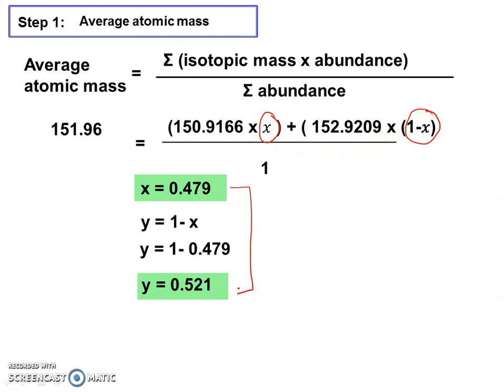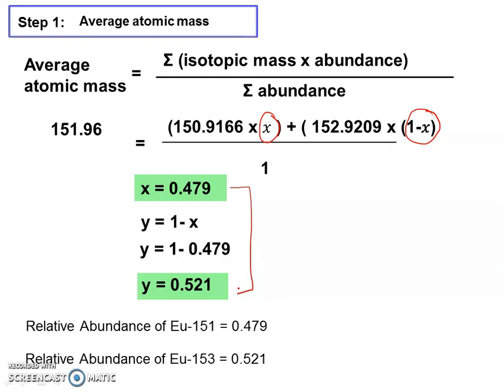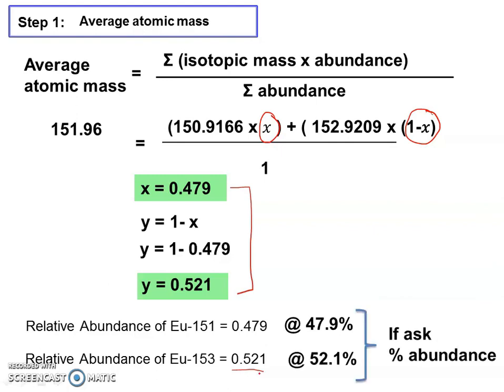So don't leave the answer in terms of X and Y. So we do the summary. The relative abundance for Eu-151 equals 0.479, and the relative abundance for Eu-153 is 0.521. But if the question asks about percentage abundance, you can change to percent: 47.9% and 52.1%. If the question asks for percentage abundance, this is the solution for question 3.